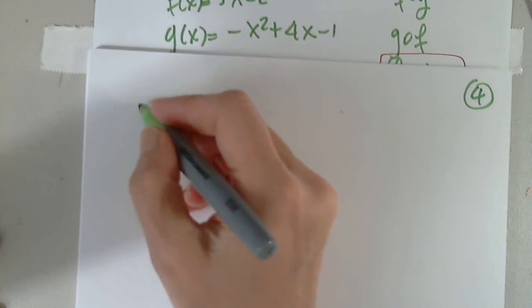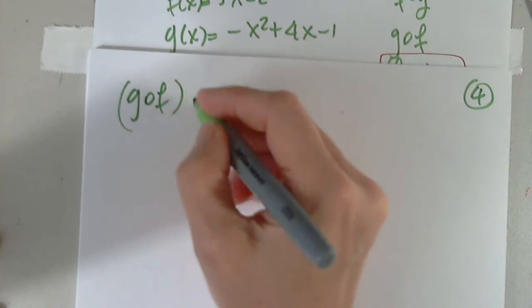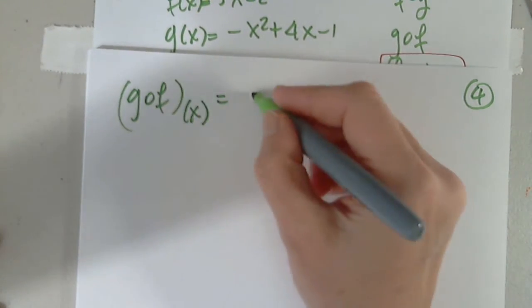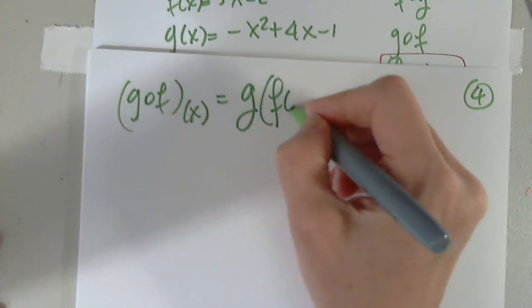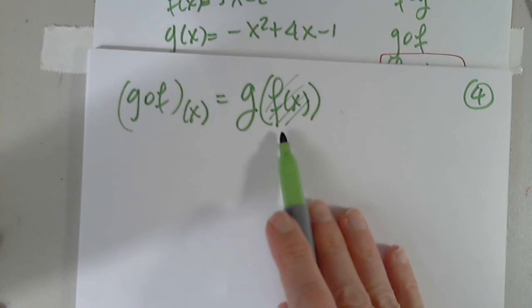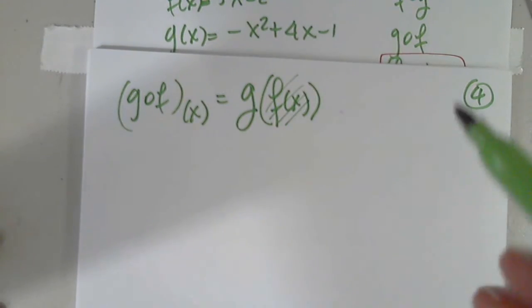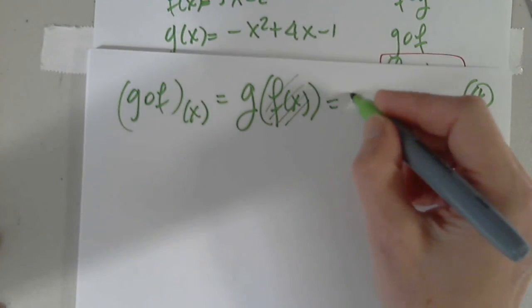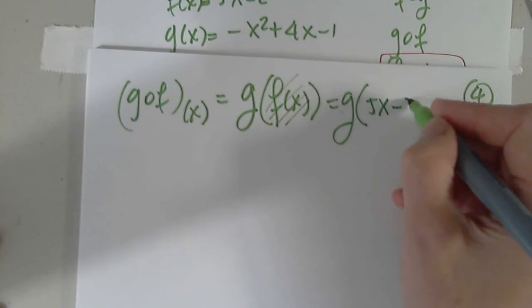So now (g∘f)(x) by definition is g of f of x. Again, don't cross it out like that. I'm just making a point. I have to replace f of x by 5x minus 2. So this is g of 5x minus 2.